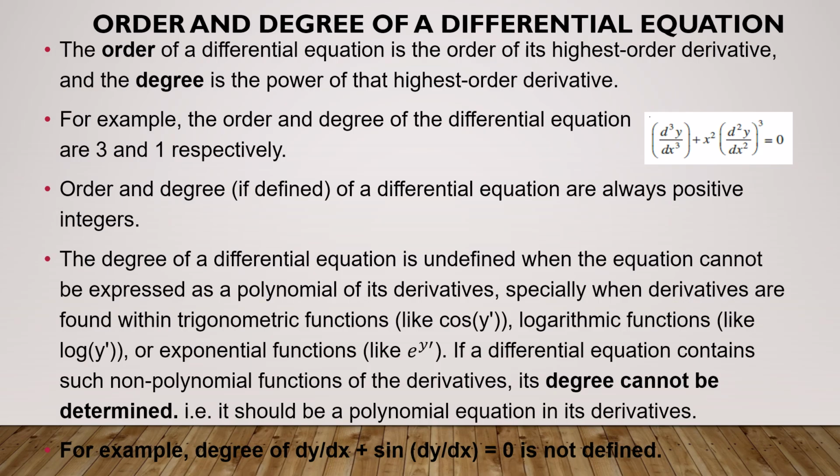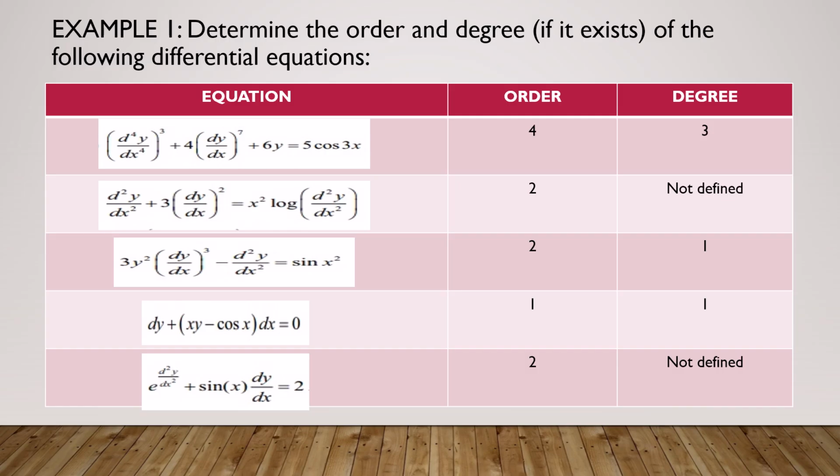Correct? I have given a simple example over here. dy by dx plus sine of dy by dx is 0, but sine of dy by dx is not in the form of a polynomial, so the degree is not defined over here. We will take some more examples to understand this concept. We will take some examples which will make the concept of order and degree of a differential equation very clear.